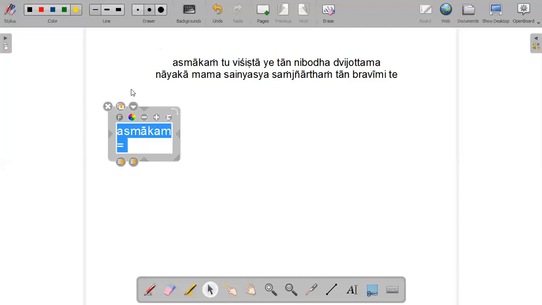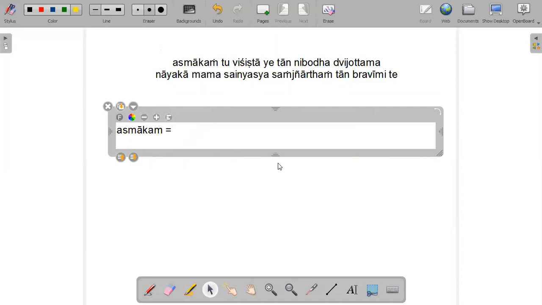So the first word is Asmakam. What is the original word for Asmakam? Can anyone guess? Asmat. Yes, Asmat. Also, if you see in the verse, we had a dot above M. When you undo the sandhi, it's originally always M. The dot above M is simply M when you undo the sandhi. Just a side note. So this is Asmat.